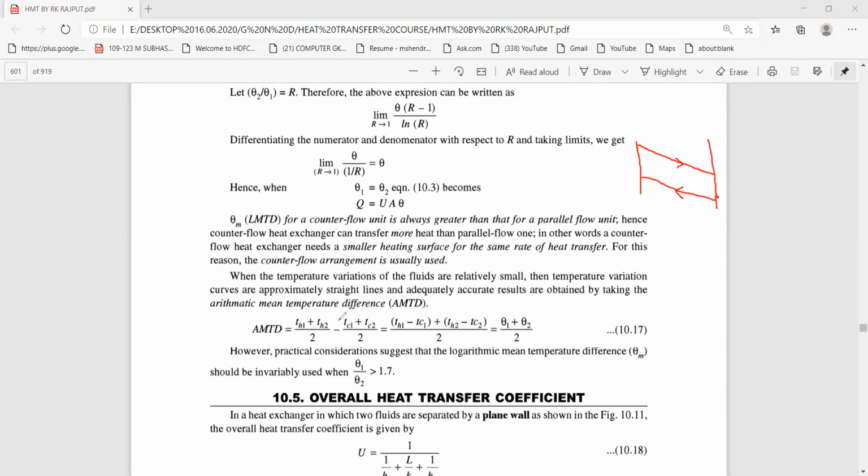Okay, so this is the brief introduction about how to derive the equation for the LMTD of counterflow heat exchangers. If you have any doubt anywhere, you can put your comments in the comment box. Definitely I'll try my level best to resolve your doubts.